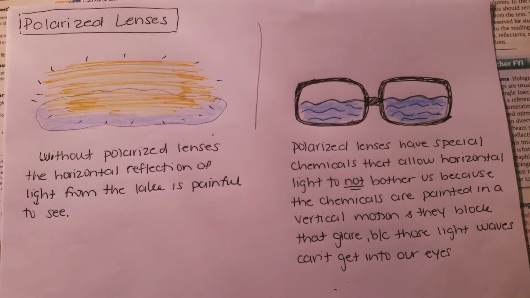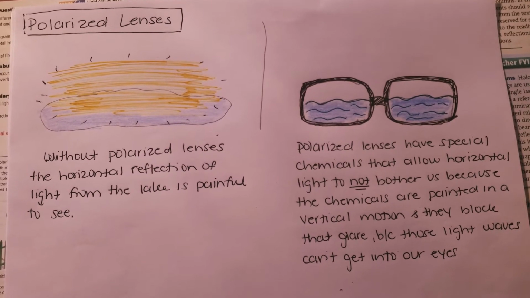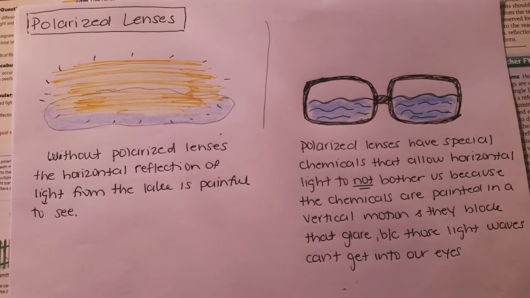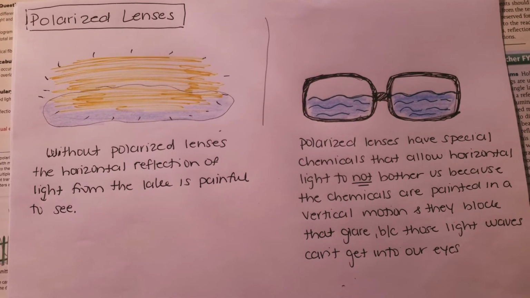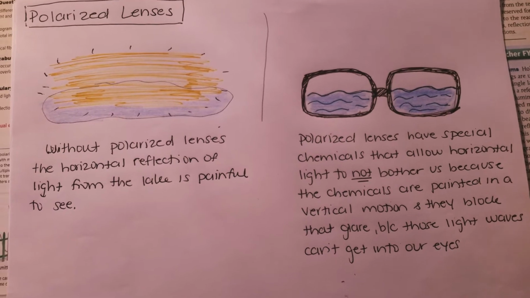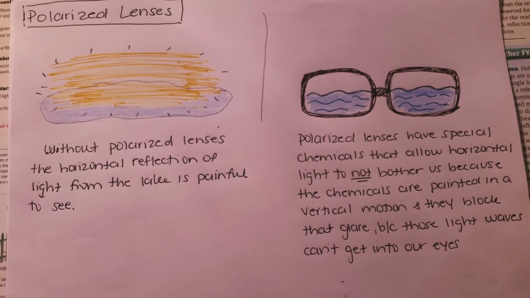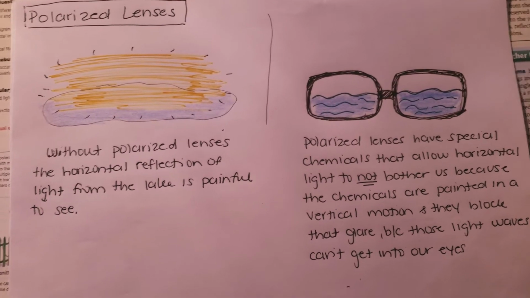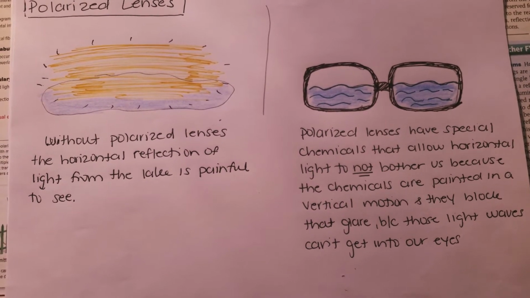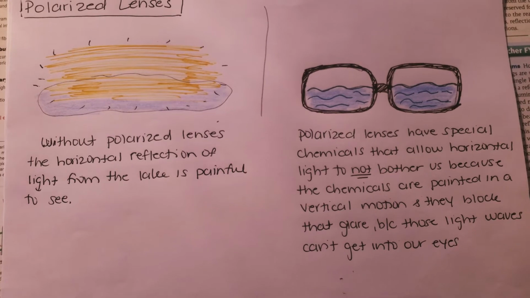So to counteract that, they paint the chemicals onto the polarized glasses in a vertical motion so that the glare kind of gets canceled out by the vertical motion painted onto our sunglasses, and the glare is no longer existent as it enters our eyes. So it's very pleasant to watch the lake or the ocean and not feel pain because of how bright the sun is.